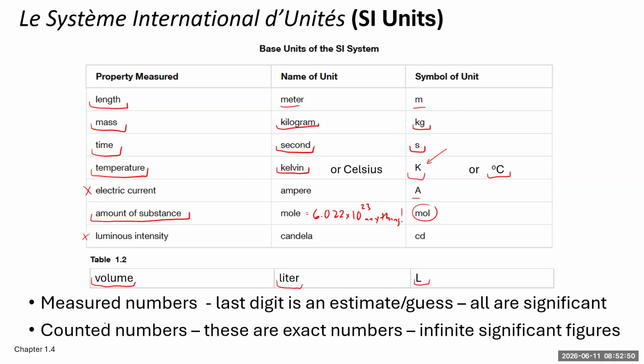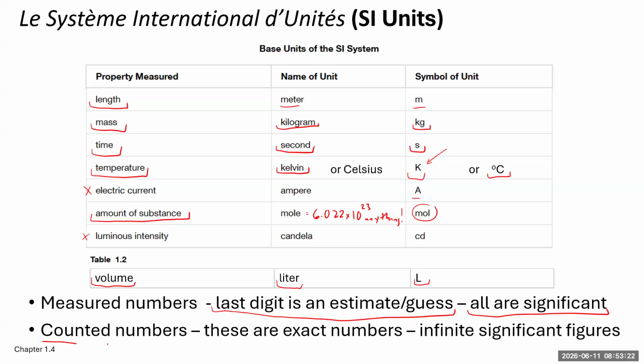Now, I want to make something clear. With measured numbers, where you take a device and measure it or calculate it through some other measurement, the last digit is an estimate or a kind of a guess. Because if someone reads a ruler and you read a ruler, you might get slightly different readings, because that last number is an estimate or a guess.